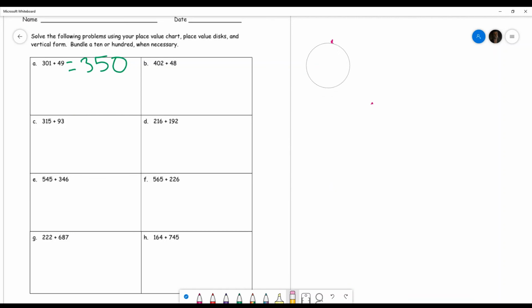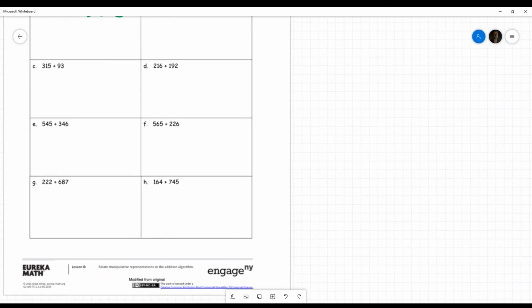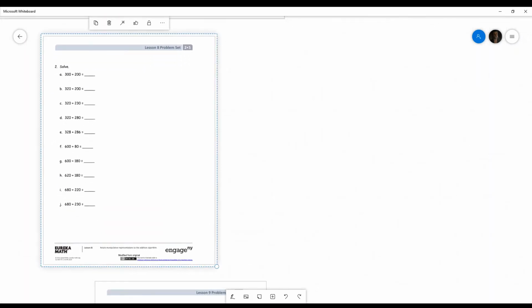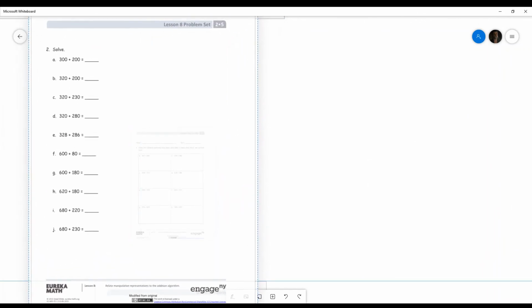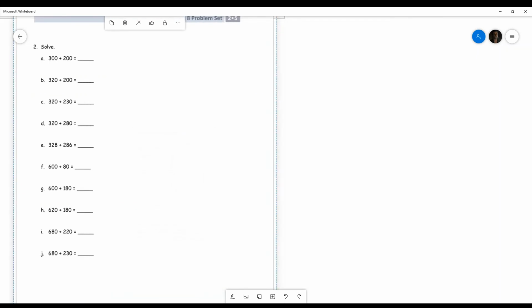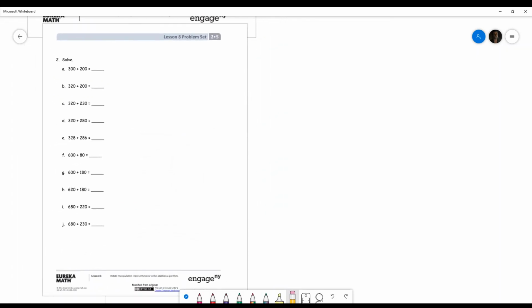I think you guys can figure out the rest on your own, okay? Because this is something we've worked on quite a bit in class. Page 2. Let me make that bigger. You know, this is up to you. Do you want to solve these problems using your place value chart?